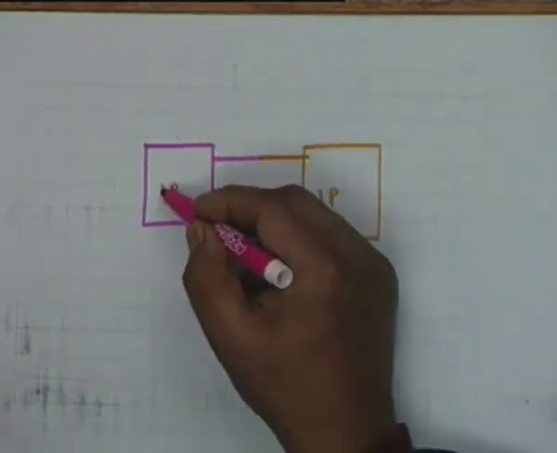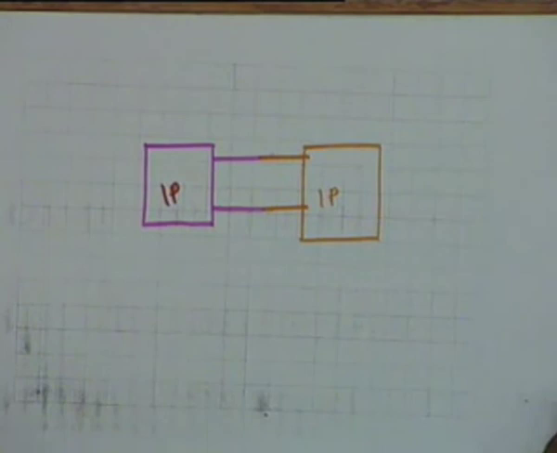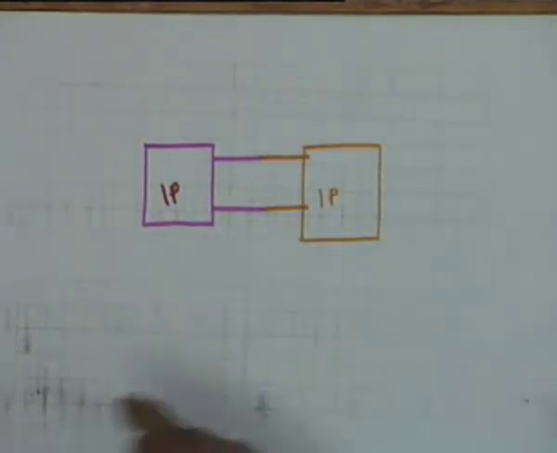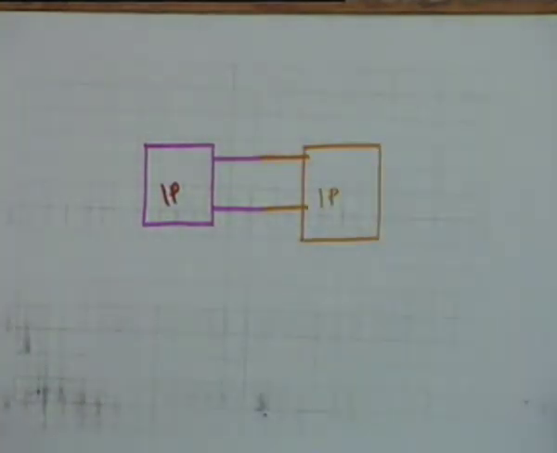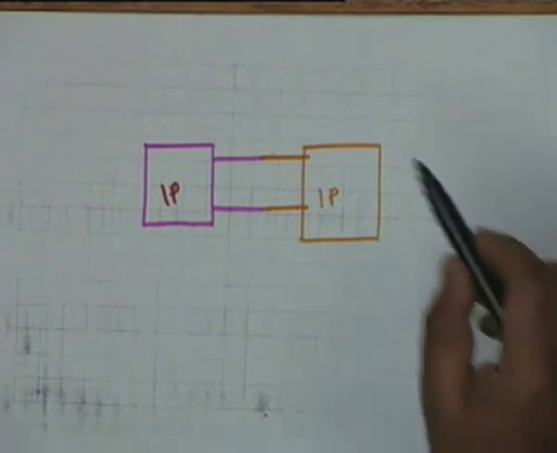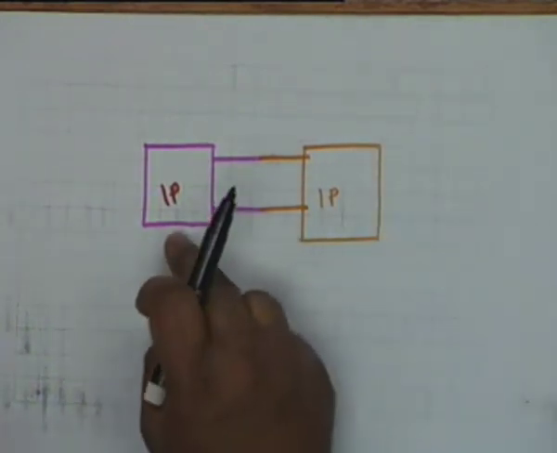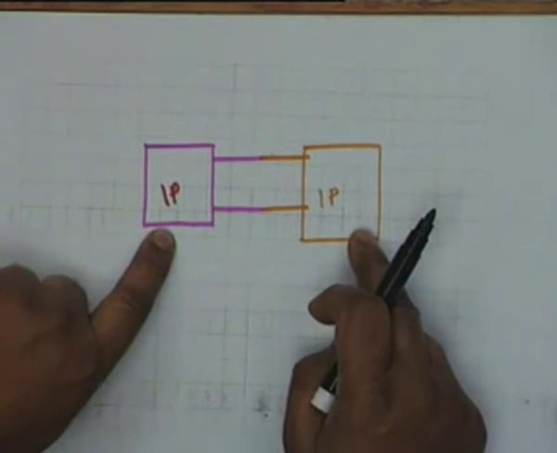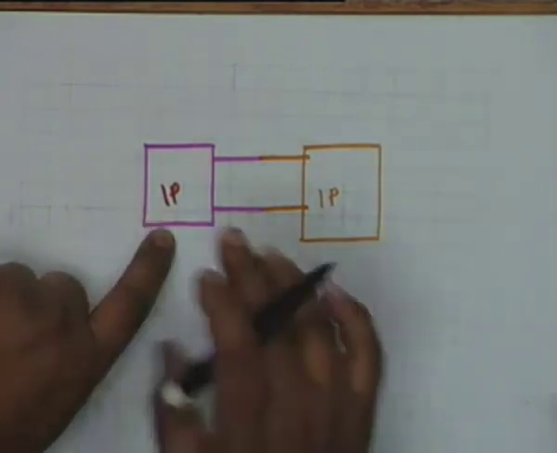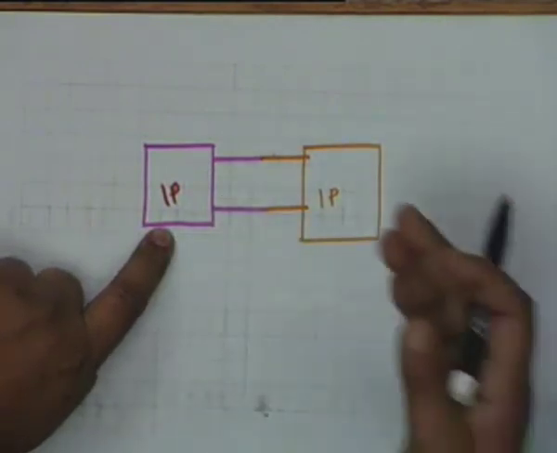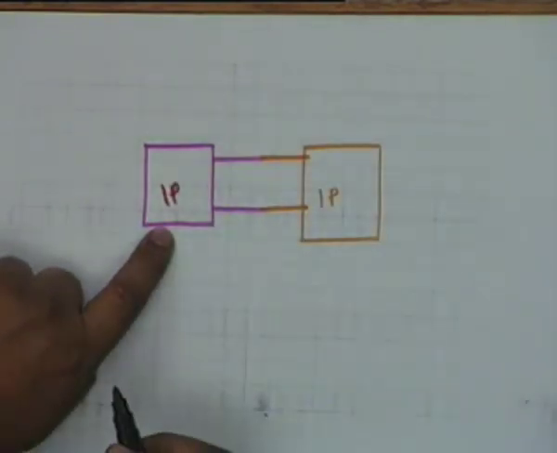Let me use this color. Alright, 2 one ports can be connected to each other. Now it may turn out that each of these one ports may contain a source, one or more sources. And under that condition, one can say that this one port is driving the other one port. You can consider like that. Or you can say there is nothing sacred about the left one driving the right. You may say the right one is driving the left.